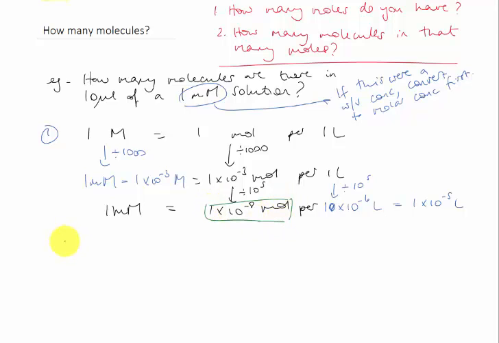And so step 2, we then have to work out how many molecules there are in that many moles, and we know that 1 mole corresponds to 6.022 times 10 to the 23 molecules, but we don't have 1 mole, we have 1 times 10 to the minus 8 mole.